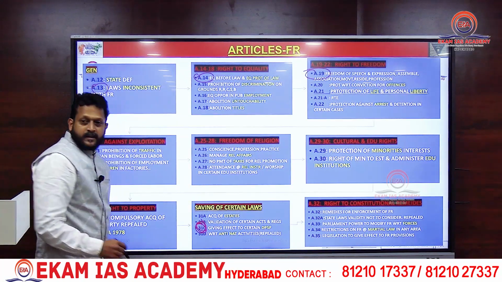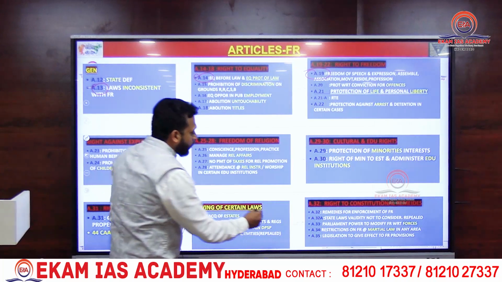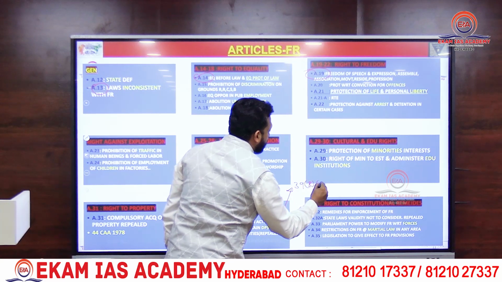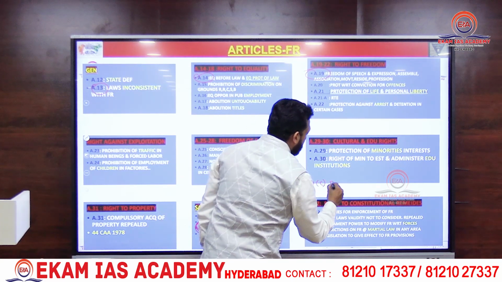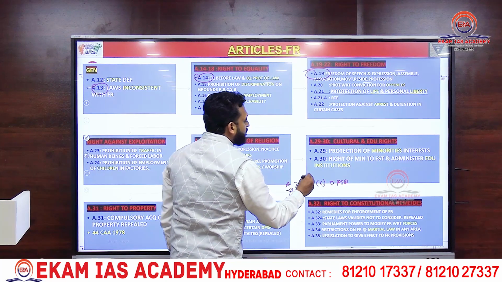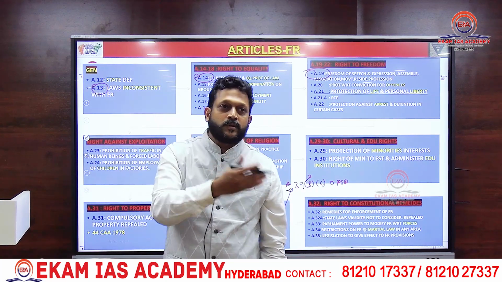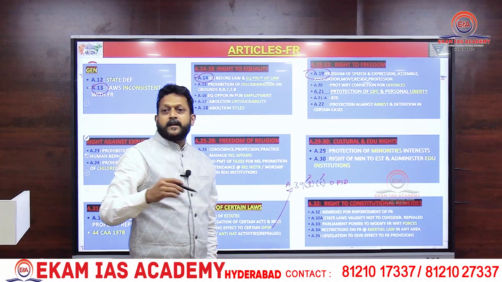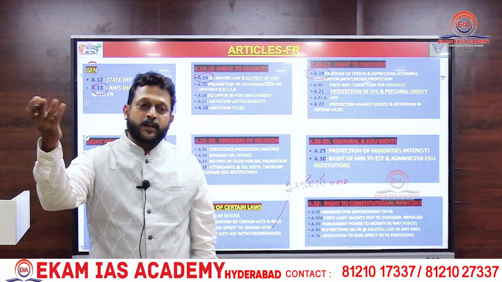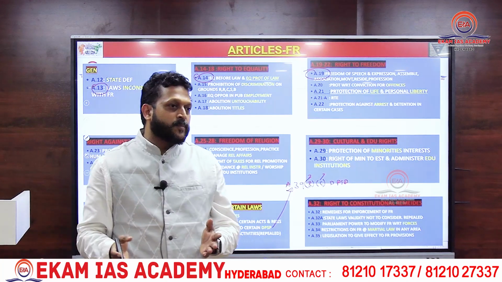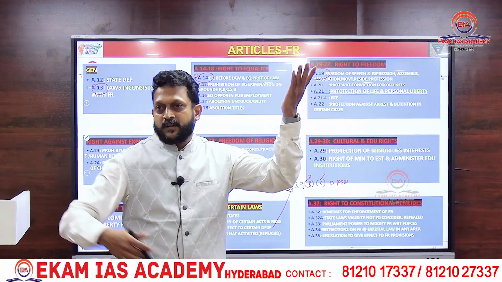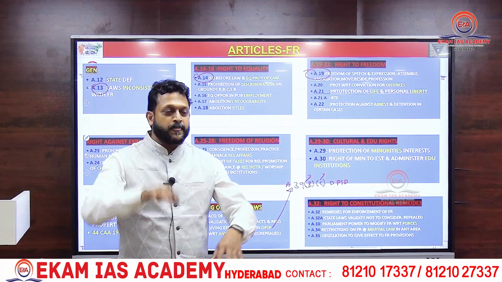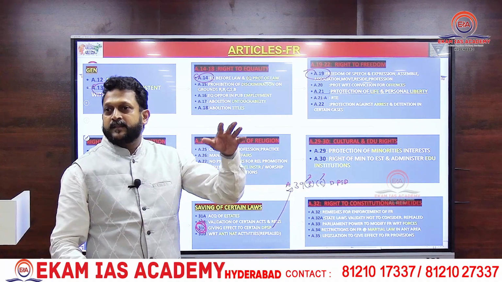Article 31C, what they have told initially is that if I implement Article 39B, 39C of DPSP, what are those? 39B is distribution of material resources to the general public. 39C is prevention of concentration of wealth, so one person should not be having 100 crores and another person nothing, it should not be like that. Yes, capitalism is there, but at the same time glaring inequalities should not be that much.